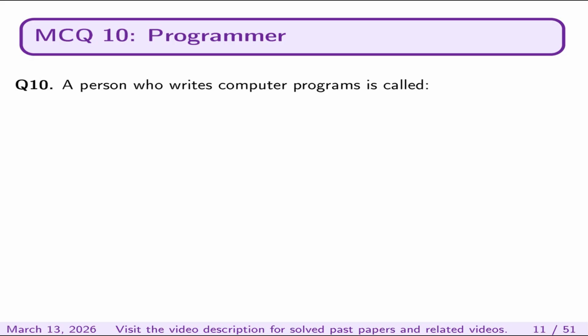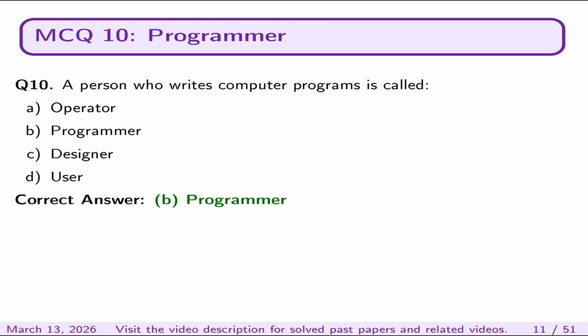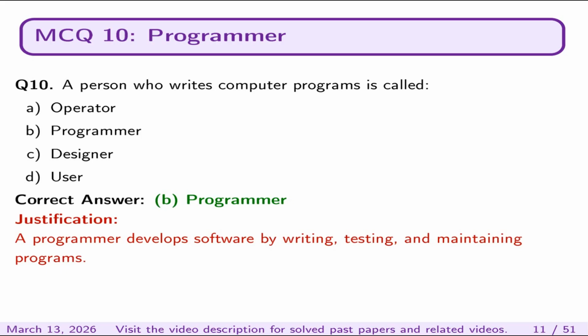Question number 10. A person who writes a computer program is called operator, programmer, designer, user. The correct option is the programmer, because a programmer develops software by writing, testing, and maintaining a program.